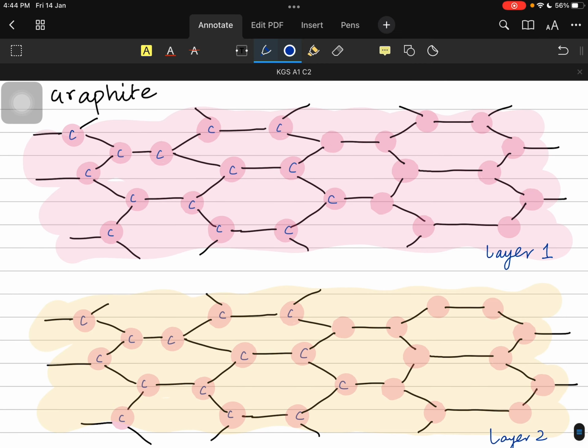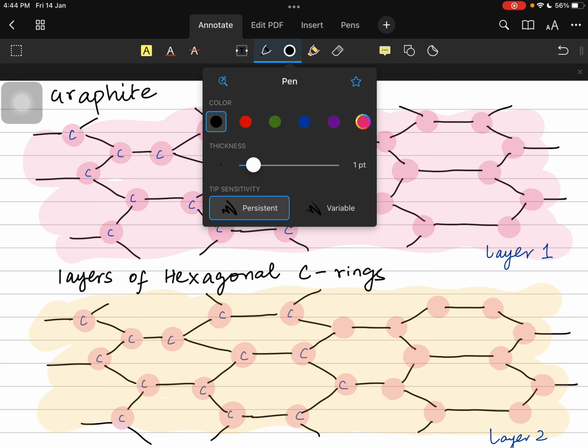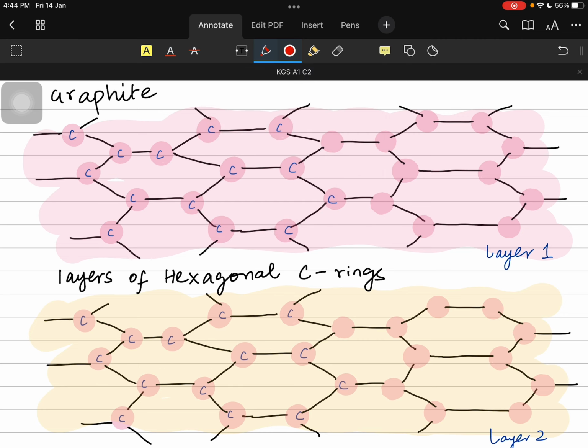Both have layers of hexagonal carbon rings, and these layers are held together by weak intermolecular forces. So the layer has covalent bonds. This is the covalent bond over here.